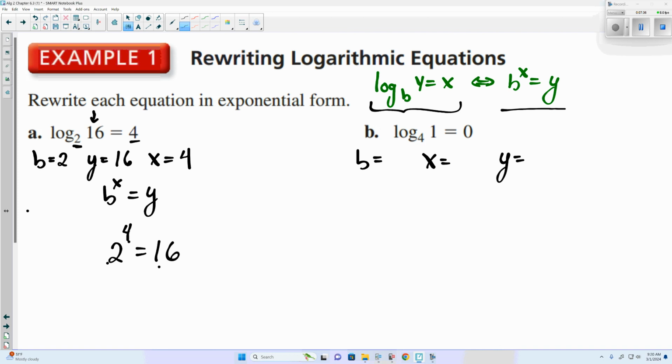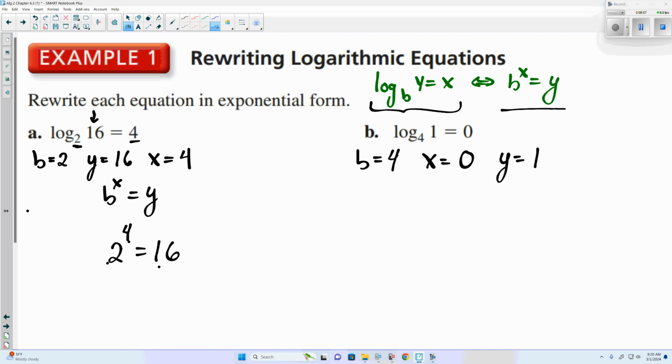So for us, comparing it back to the general form, log base b of y equals x, our b value in this case is 4. Our x value is 0, and the y value is 1. I do have x and y kind of flipped in how I listed them, because y is inside with the log, and x is on the outside.